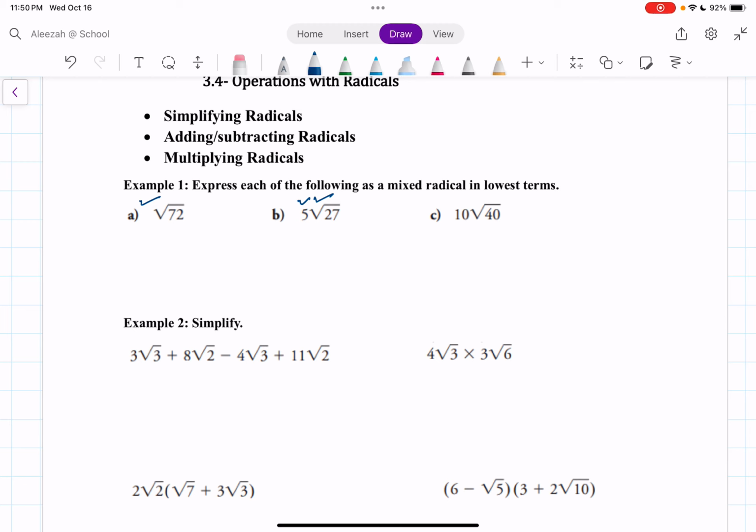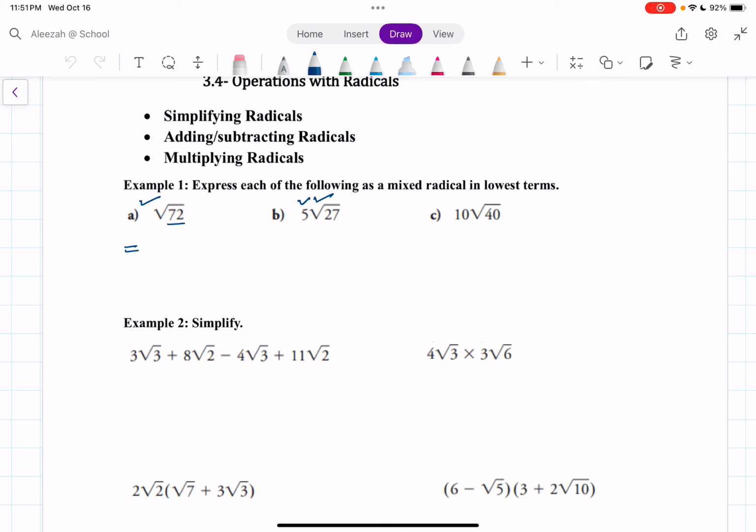So the first number is 72. Whenever simplifying a radical, you have to find two numbers that multiply to 72, and one of them should be a perfect square number. There are many numbers that multiply to 72, but we have to go for the perfect square number, and that should be the largest. 9 times 8 is also 72, and 9 is a perfect square number, but it's not the largest.